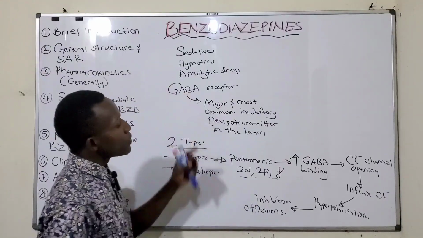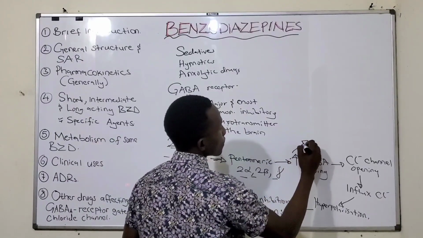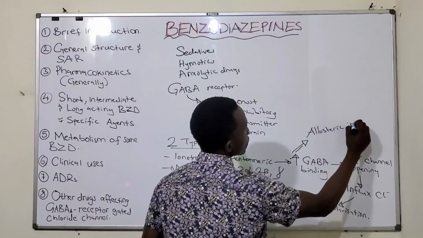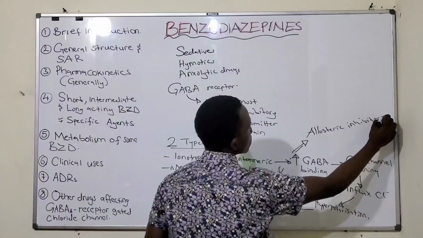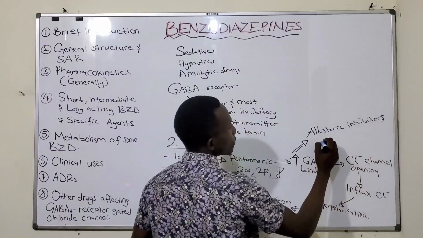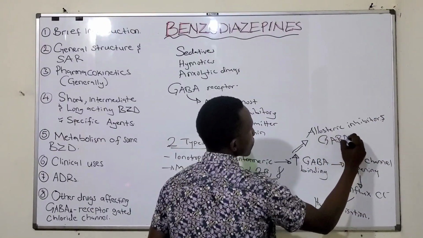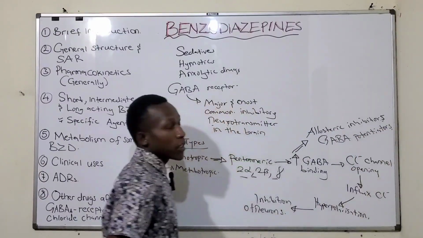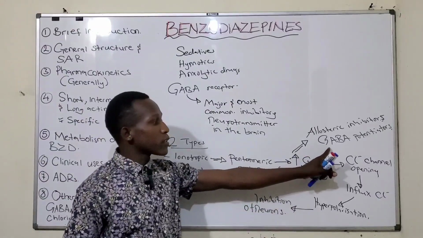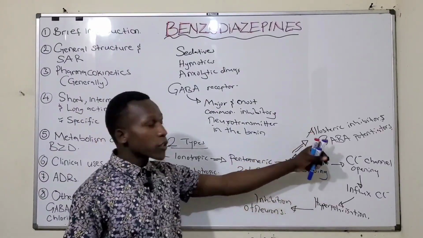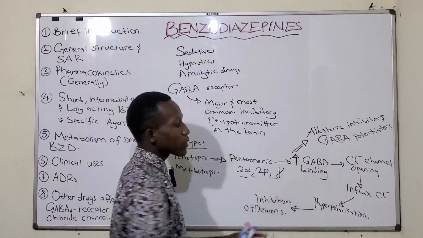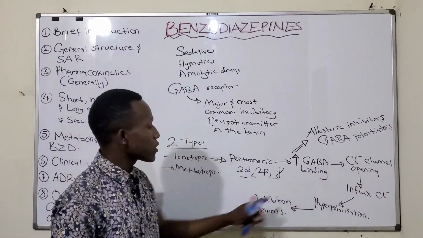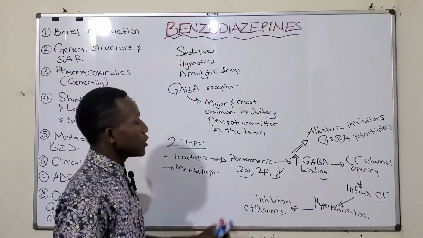So these benzodiazepines are allosteric modulators, and you can call them GABA potentiators. They are not GABA mimetic, but they are GABA potentiators. When they bind, they lead to conformation changes. Then the GABA binds to its receptor, leading to the opening of the chloride channels. Hence, we shall have inhibition of the neurons.